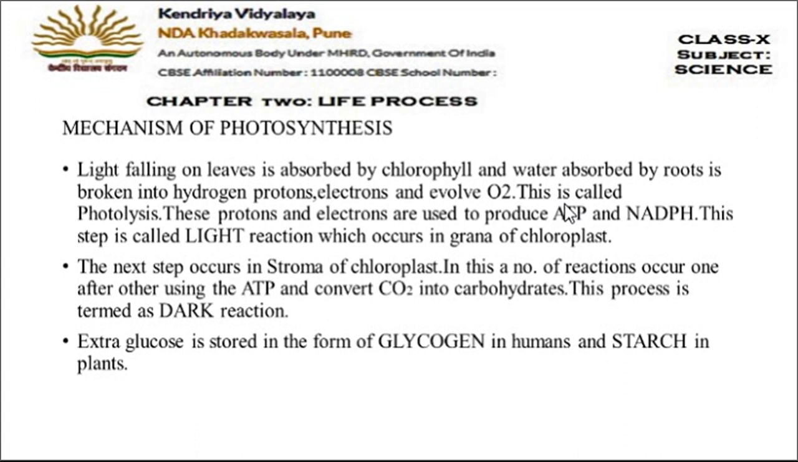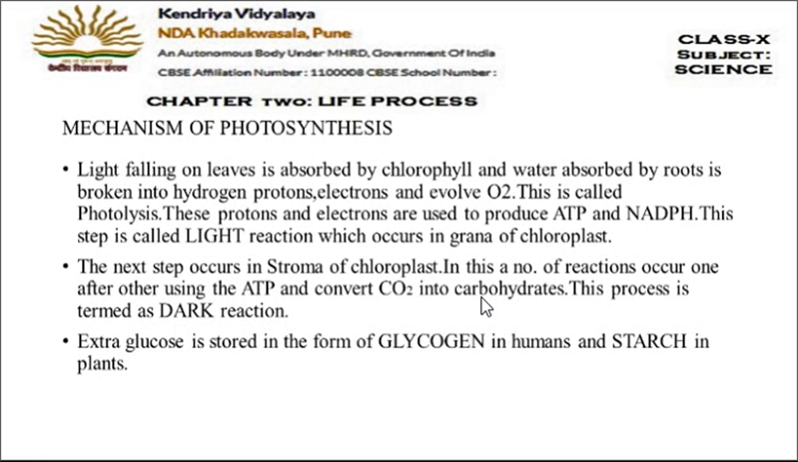And as we have discussed before, this light reaction occurs in the grana part of the chloroplast, those green color strands of the chloroplast. Then this energy which is produced in the light reaction will help many of the reactions to occur afterwards. Because of those reactions the CO2 will convert into carbohydrates. This process of conversion of CO2 into carbohydrates with the help of ATP and NADPH is called dark reaction. And this dark reaction occurs in the stroma of the chloroplast, the liquid which is present in the chloroplast.